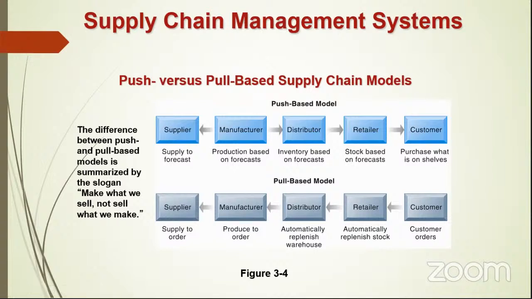With the pull-based model, the customer's order is going to lead us to say what should we actually do in terms of replenishing the warehouse, what will we actually produce to order, and what will we actually supply to order. Both of them are actually data-based, but the second one is based on more recent data that is in the supply chain management system.